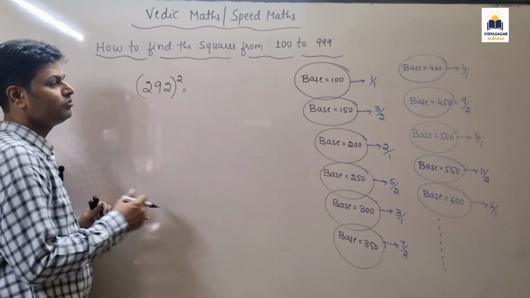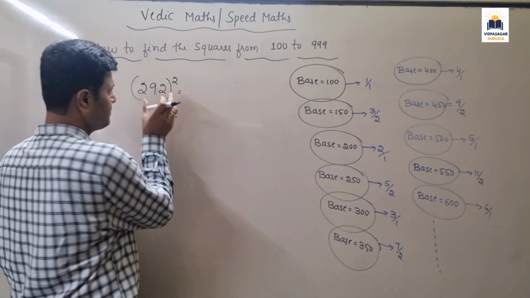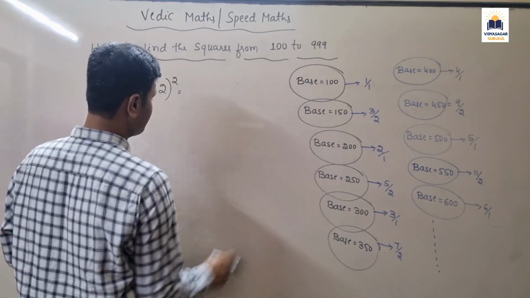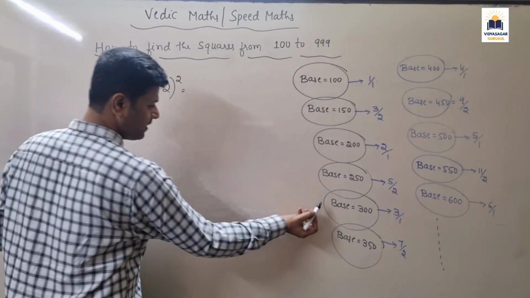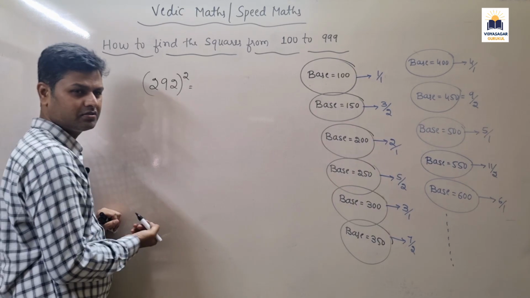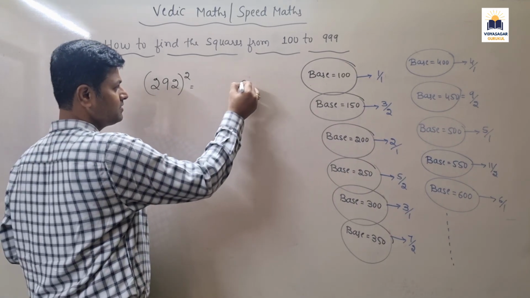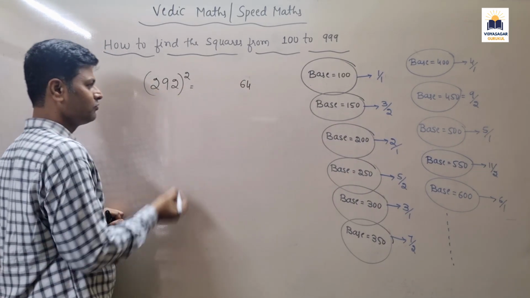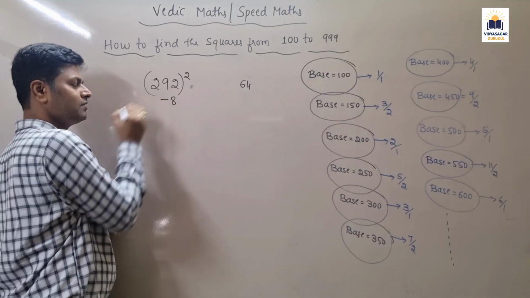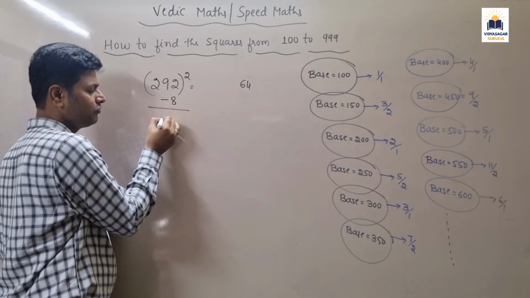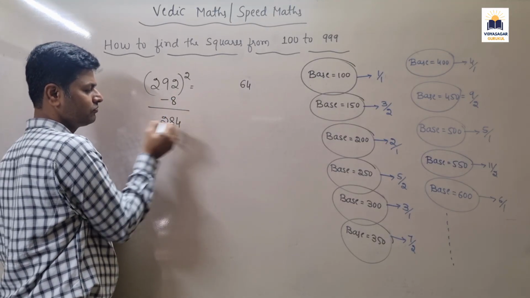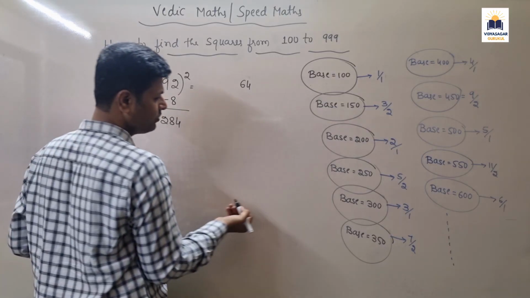If I am talking about 292 square, the nearest base is 300. Compared to 300, 292 is 8 less. So 8 less means 8 square is how much? 64. How much less? That much you can subtract. So what is left out? 284. And I have told you already.